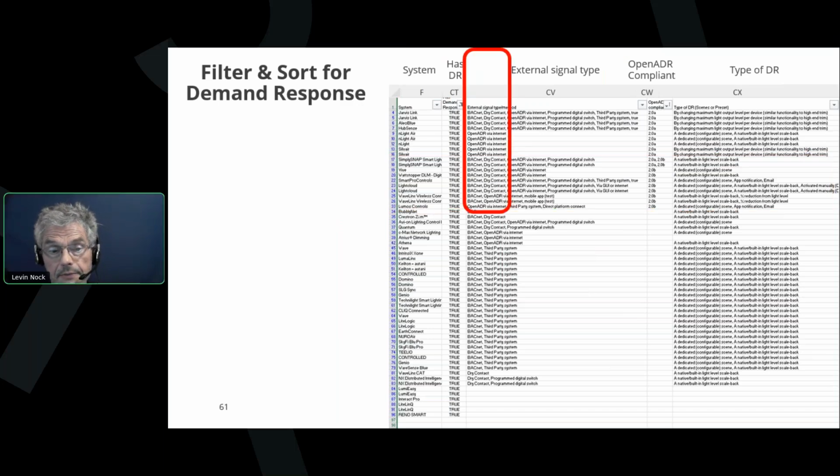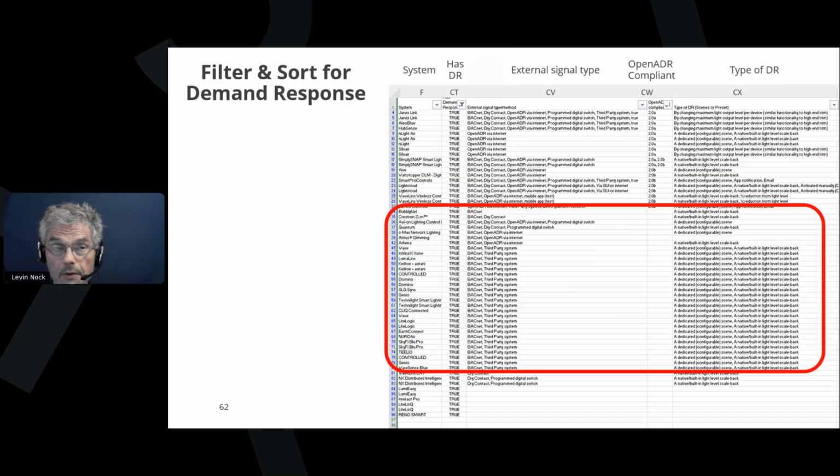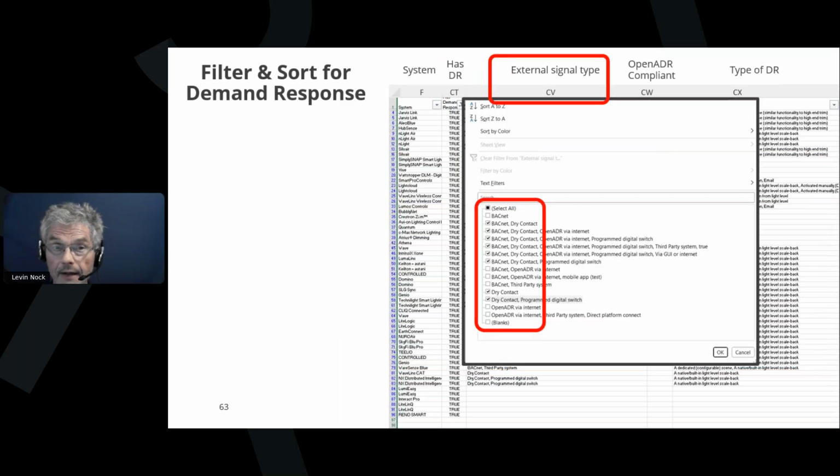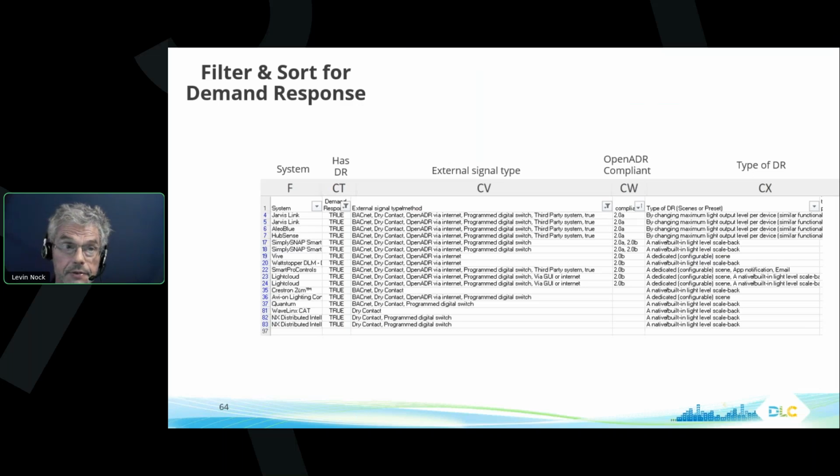If you look closely in column CV, you can see that most of those systems with OpenADR also support demand response through BACnet. Below that, there's a large group of systems that support demand response through BACnet, but not directly through OpenADR. And finally, if your building controls are analog, so you only need demand response through a dry contact, you can filter column CV again and only choose the dry contact options. Then you find these 17 systems that all support DR by dry contact. Most of them also support BACnet and OpenADR, but a few at the bottom do not.